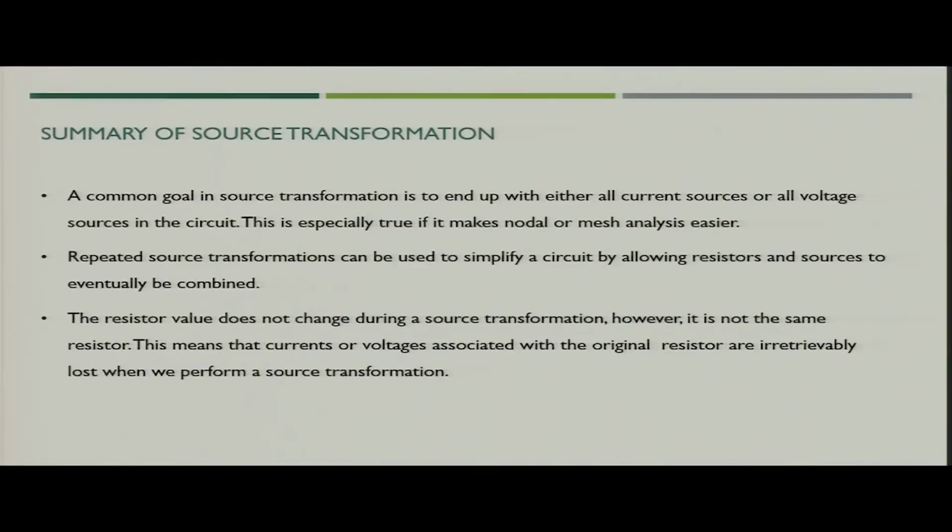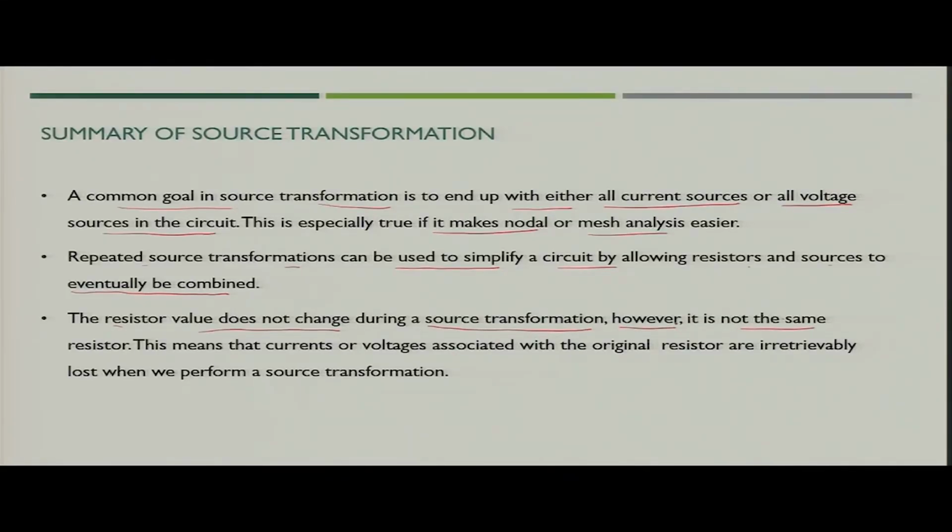Now, in summary, what we can say is that the common goal of source transformation is to end up with either all current sources or all voltage sources in the circuit, so that we can easily apply our nodal or mesh analysis. Repeated source transformation can be used to simplify the circuit by allowing resistors and sources to eventually be combined. The resistor value does not change during the source transformation, this is what we have seen.